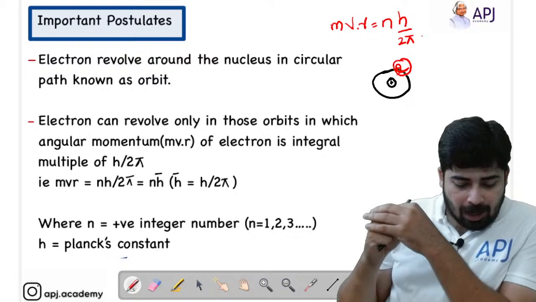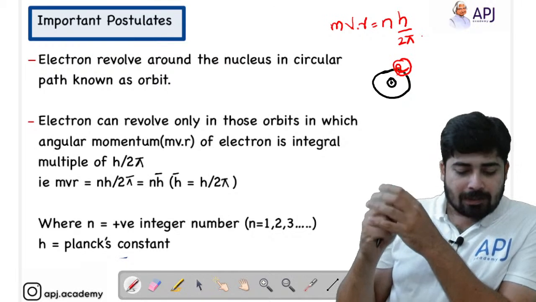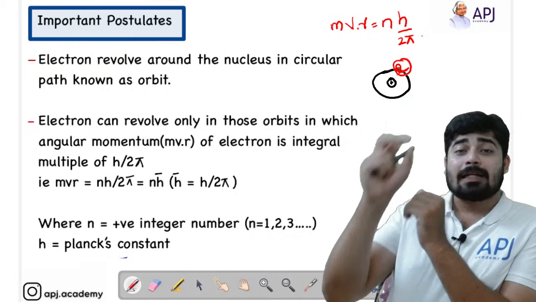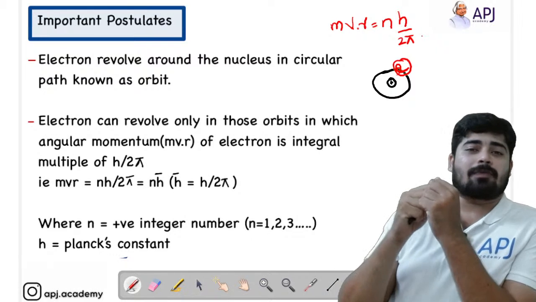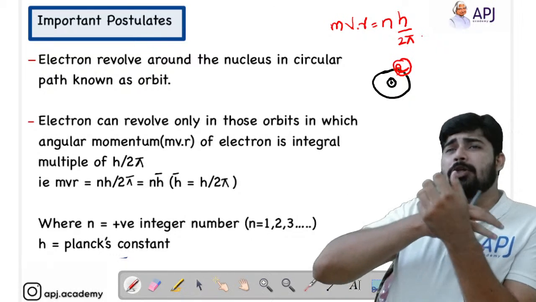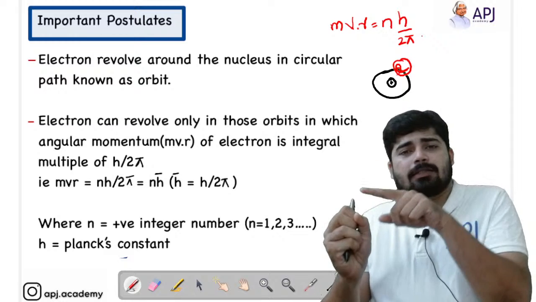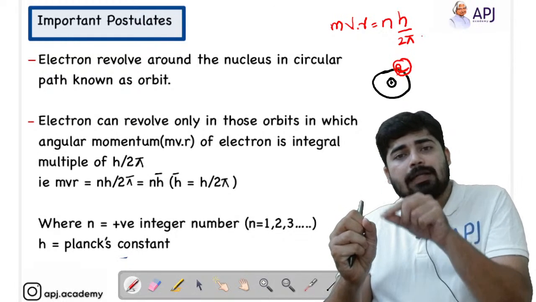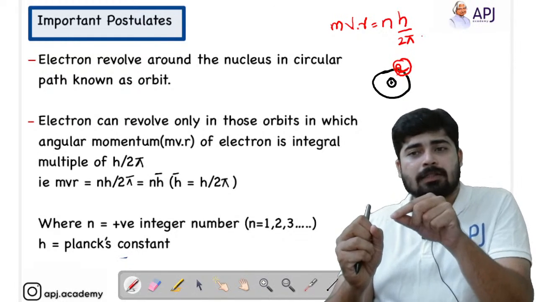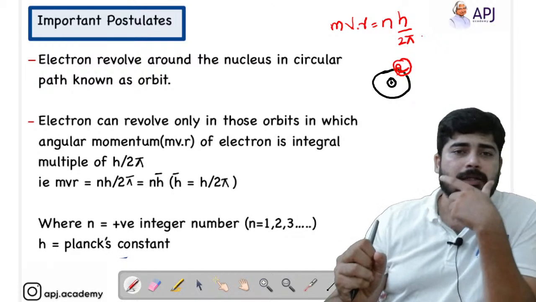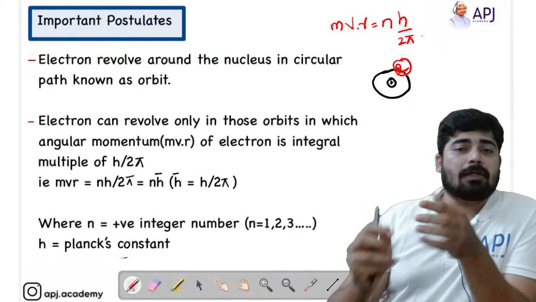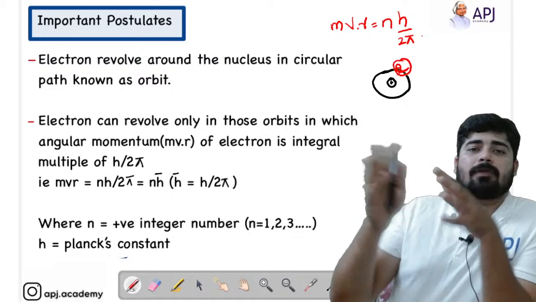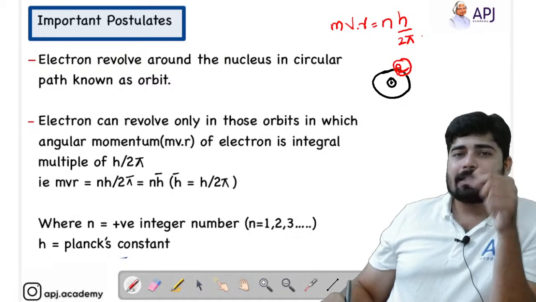So it's a constant value, but it should be the integral multiple of that constant value. So there are numerous orbits around the nucleus, but the electron only occupies those orbits which have an angular momentum which is an integral multiple of h by 2 pi. Hope that is clear for you.